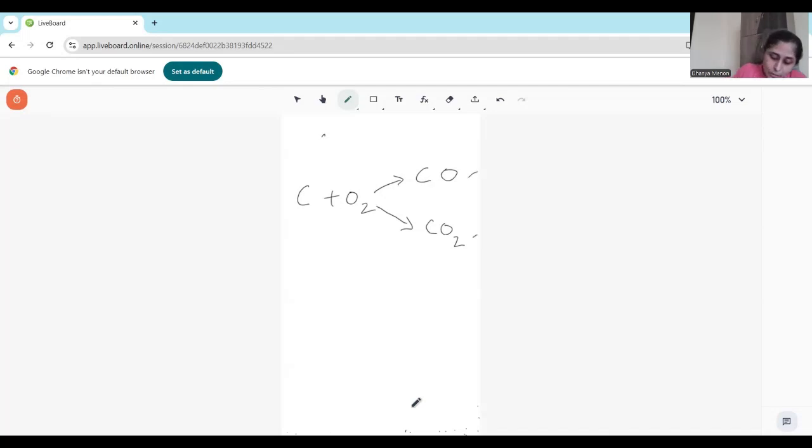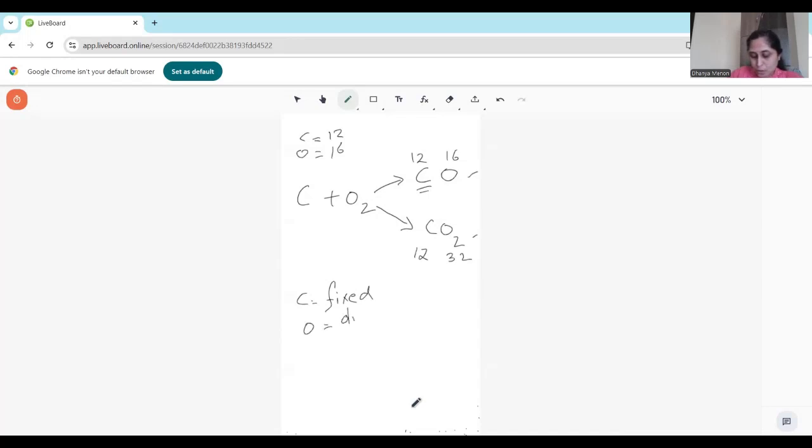Carbon is 12, oxygen is 16. The different masses of one element that combine with the fixed mass of another element have a whole number ratio. Let's check. In this case, we have to talk about the mass. So this is 16. Carbon is 12. Here the carbon is 12. Oxygen is 16 times 2, that is equal to 32. So which one is the fixed mass here? Carbon is the fixed mass, right? And which one is the different mass? It is oxygen.